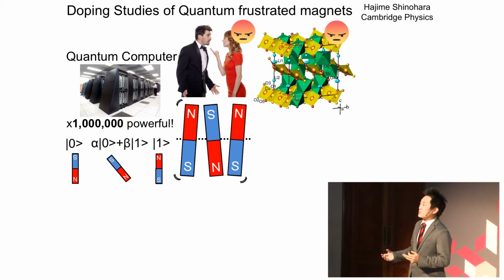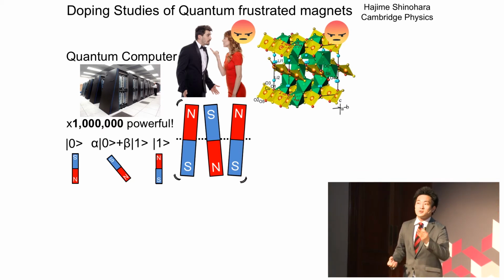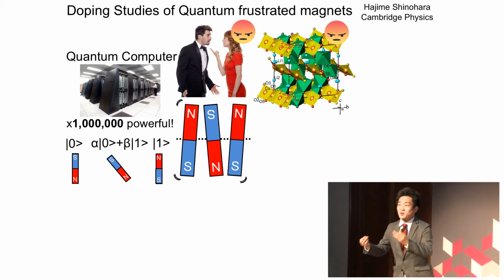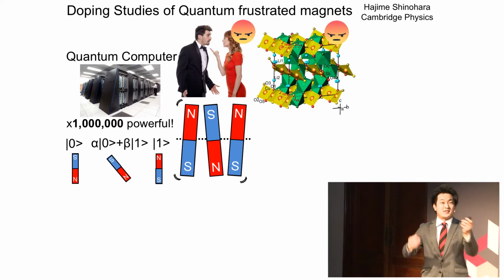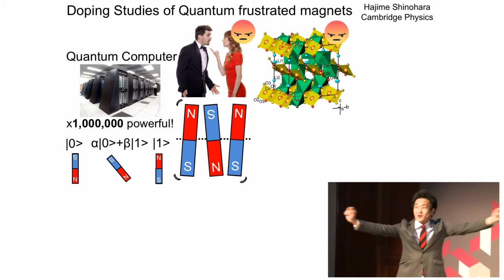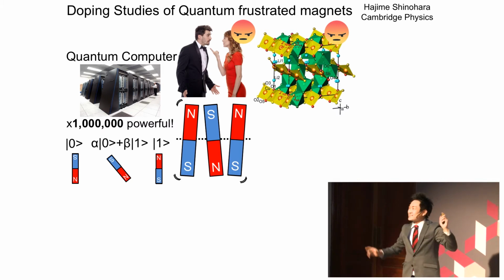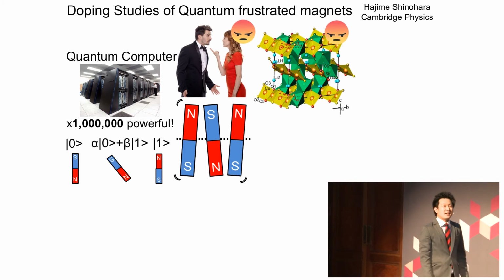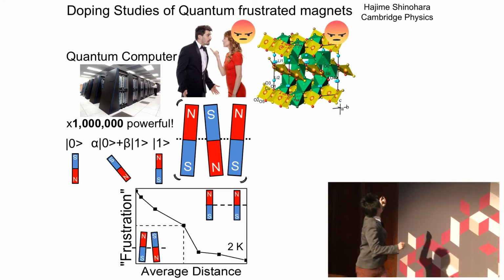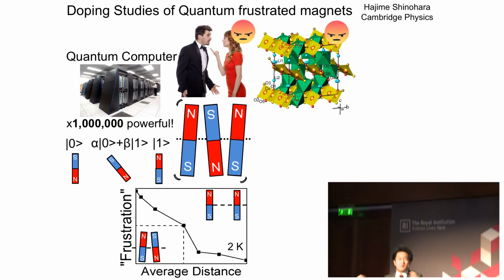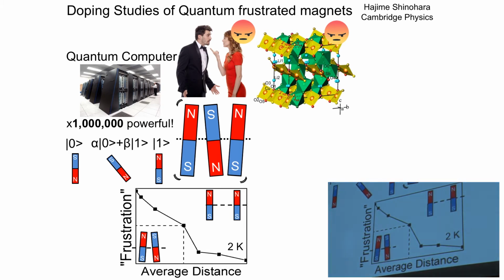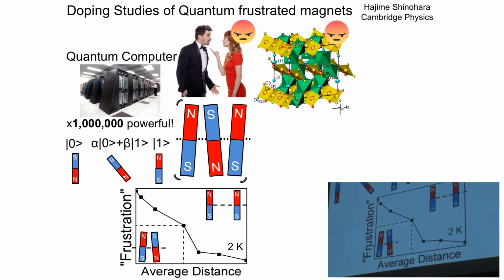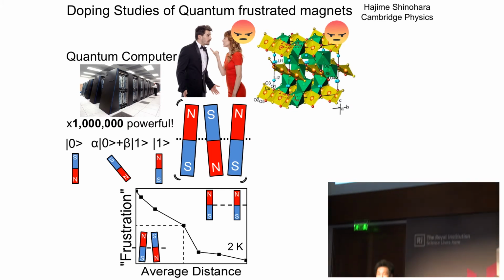How do we control? What would you do when you're frustrated with your colleagues? One of the most effective ways is make the physical distance between them longer. Let's apply this scheme for the material. This is a real graph of frustration as a function of average distance of magnets. The longer and longer distance, the frustration becomes smaller and smaller. So we can control the frustration.